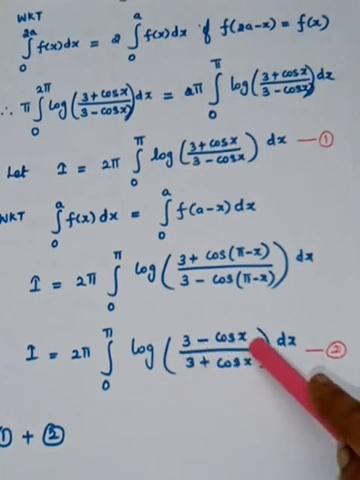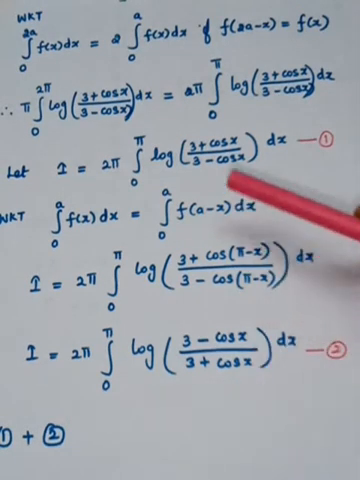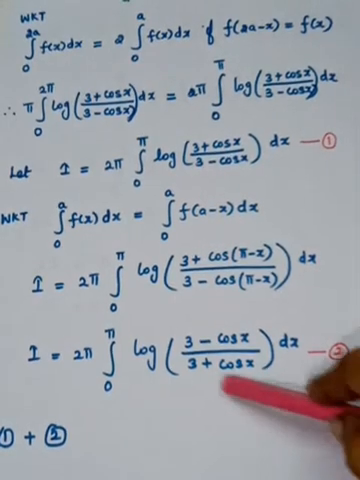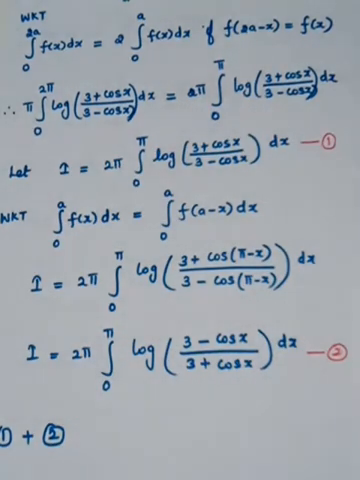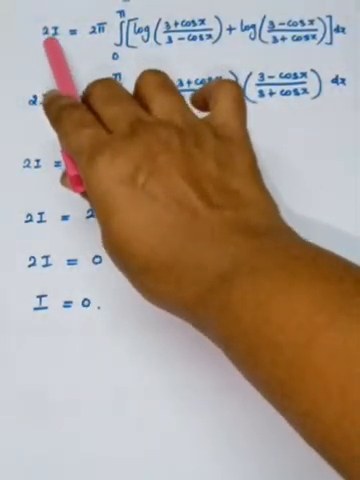So it is 3 minus cos x divided by 3 plus cos x. This is before replacing, and this is after replacing. You are going to add these two. So I plus I is 2I on the left side.